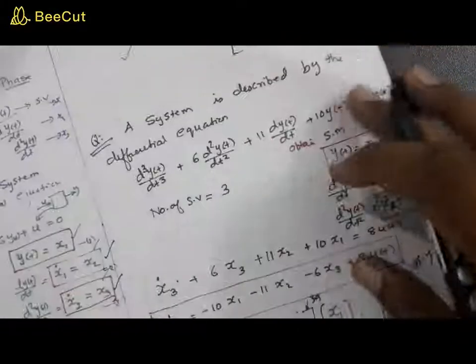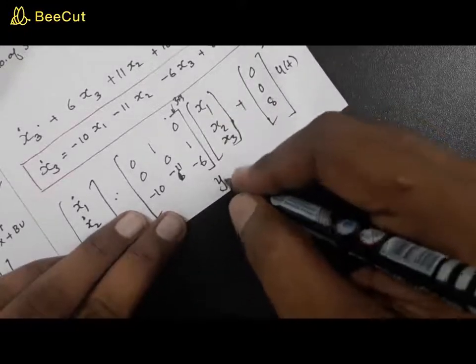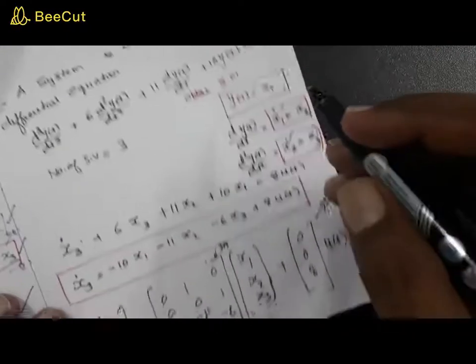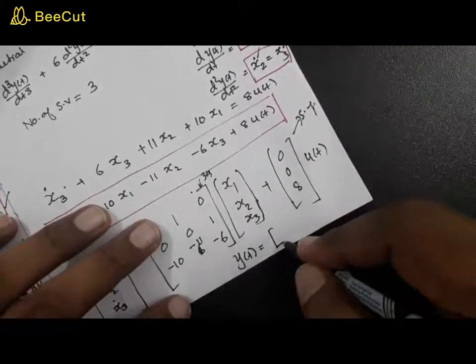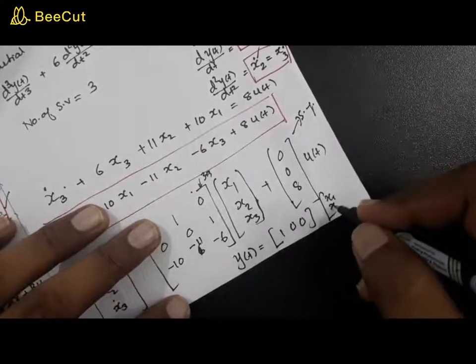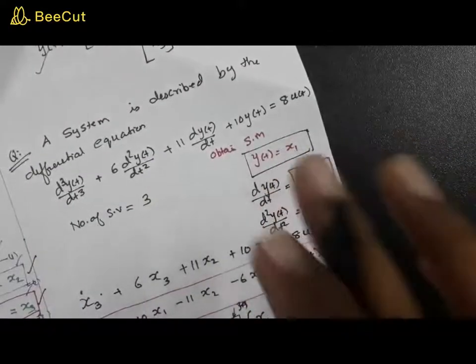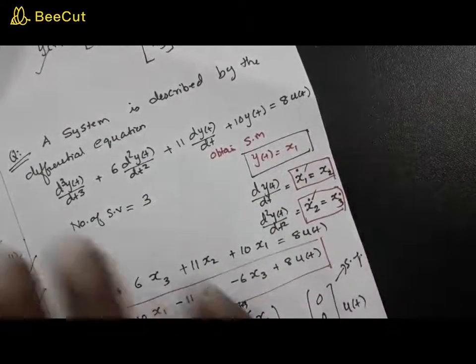Now this will be complete only when you get the output. Now what will be your output? Output is assigned to be y of t, and normally you will be seeing that the output will be of the form like this, say y of t is equal to x1, that is your output. So you can straight away write as 1, 0, 0 into x1, x2, x3. Okay, you're going to get exactly the same answer as we have done here, because it is assigned as y of t is equal to x1. So the output equation will be like this.